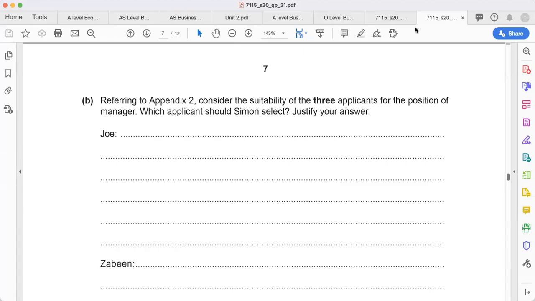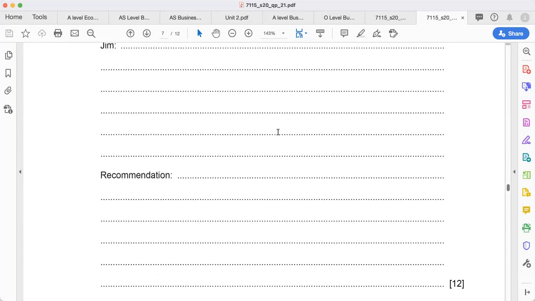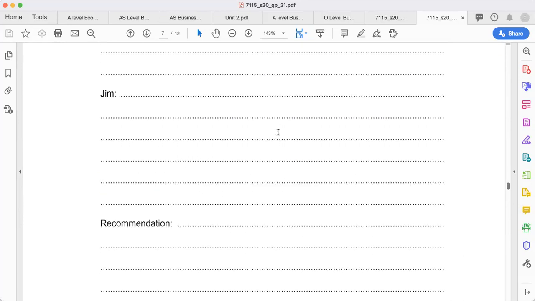Okay, kids, as per our discussion, we are going to discuss a 12 marks question today. I have opened a 12 marks question from paper 2 in front of you. This is referring to appendix 2. Consider the suitability of 3 applicants for the position of manager. The 3 applicants are Joe, Zabin, Jim, and there is a recommendation. There is a 12 marks question.